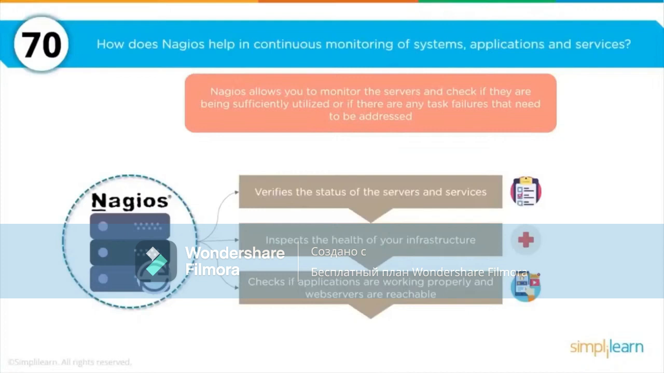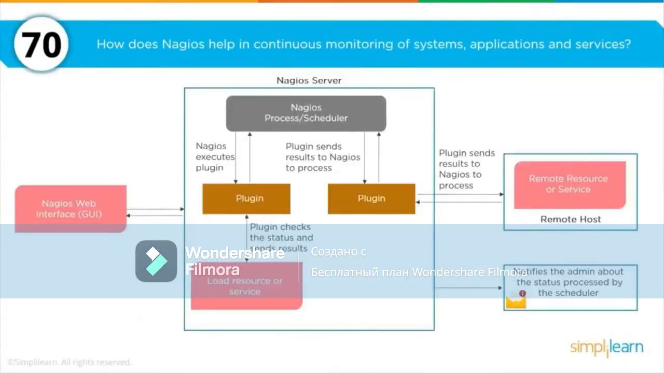So the second question you'll be asked is, how does Nagios help in continuous monitoring of systems, applications, and services? It does this through the initial Nagios process and scheduler and the additional plugins you would use for your network, which connect with the remote resources and the Nagios web interface to run status checks on a predefined schedule.